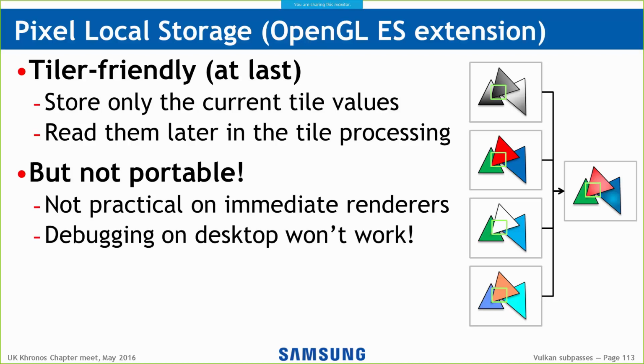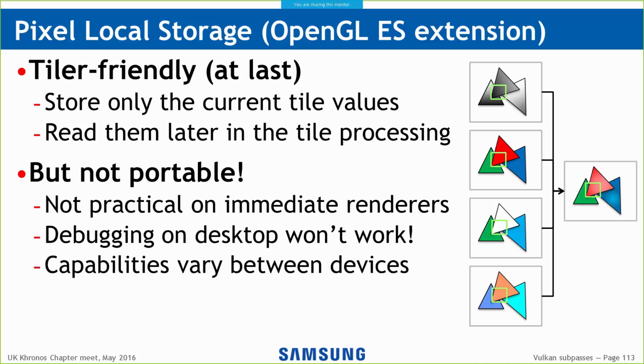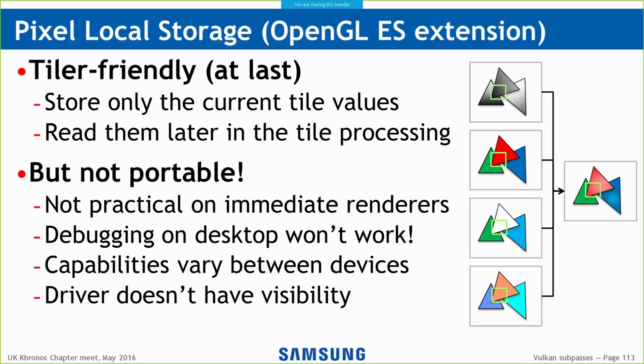Exactly how much capability there is for pixel local storage is variable, so you need different fallback paths according to how much data you're actually trying to use. And the driver doesn't know what you're doing, so it can't do anything to optimize that part. And there are also some restrictions on exactly how you access that memory. So it's very effective, but it is just an extension. It's not available everywhere.